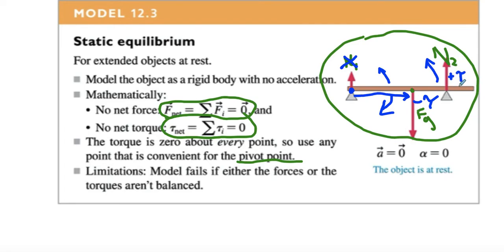If this thing is truly in static equilibrium, the negative torque and the positive torque are going to cancel each other out. All right, so that's static equilibrium. If the torques are not balanced or if the forces are not balanced, then this thing is not going to be in equilibrium.